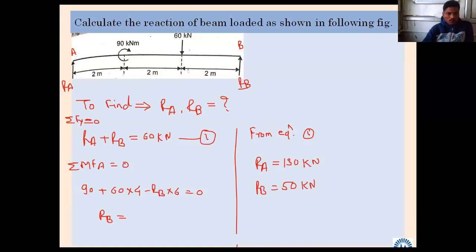Pratik, 61. Pratik. Yes, sir. Now, what are your answers, RA and RB? Sir, RA 115. 115. Okay. RB? RB minus 55. Minus 55.